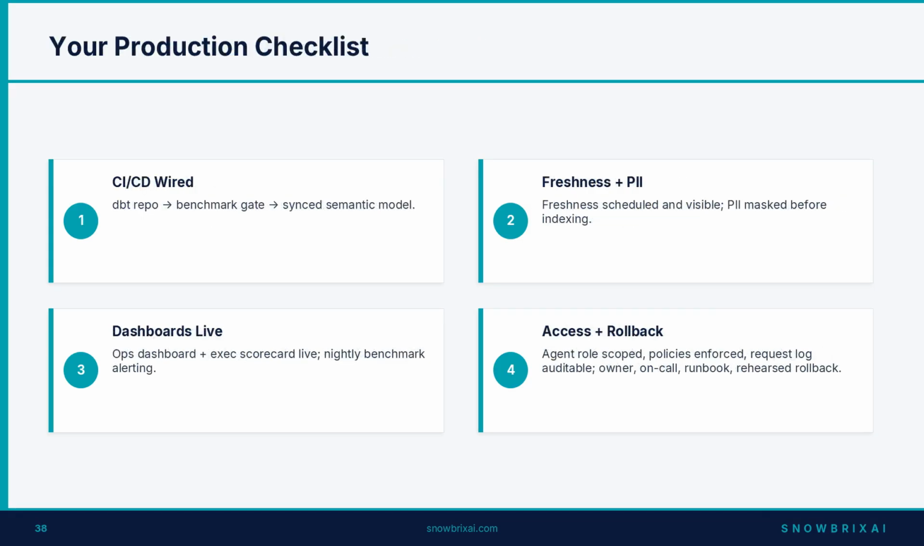Run down your production checklist. Continuous delivery via the dbt repo into the benchmark gate into a synced semantic model. Freshness scheduled and visible, and PII masked before indexing. The ops dashboard and exec scorecard live with nightly benchmark alerting. The agent role scoped, policies enforced, the request log auditable, and an owner, an on call, a runbook, and a rehearsed rollback all in place. That is what production means here.